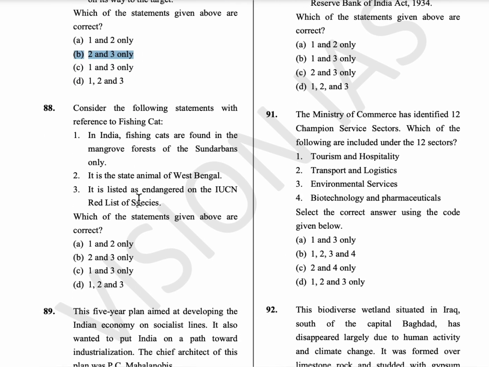88th question, consider the following statements with reference to the fishing cat. First statement is in India, fishing cats are found in mangrove forests of Sundarbans only. No, they are not only found in Sundarbans, but they are also found in foothills of Himalayas along Ganga and Brahmaputra river valleys and in the Western Ghats also. First statement is wrong. It is the state animal of West Bengal, so the second statement is correct. And the third one is it is listed as endangered in the IUCN Red List. So 2 and 3 statements are correct. Option B.